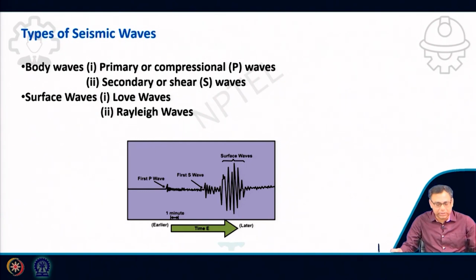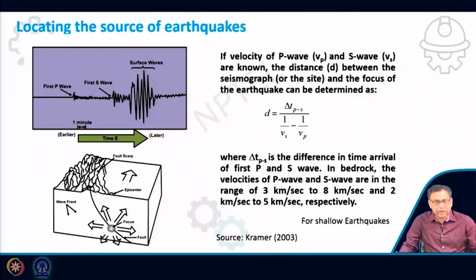Body waves are of two types: one is the primary or compressional wave, or P wave, and another is the secondary or shear wave, or S wave. Then the surface waves are also of two types: Love wave and Rayleigh wave. And then I have already discussed locating the source of earthquake. Two ways I have discussed: if the velocity of the wave is known, then we can use this expression and determine d, the distance between the focus of the earthquake and the site of interest.